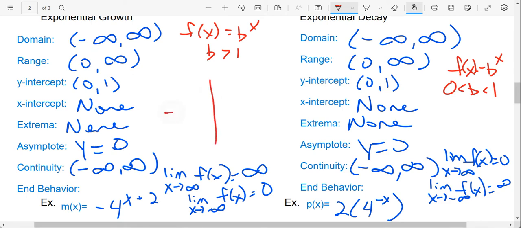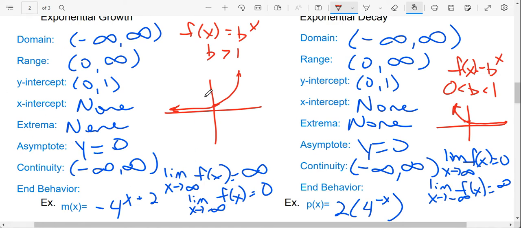Okay. Here is everything you would expect in a growth. A growth would look something like this, that being 1, like that. And then decay, that was terribly drawn, but you get the picture. That's 1. It will look something like that. Okay. And all your extrema, intercepts, domain, range, all written out there.